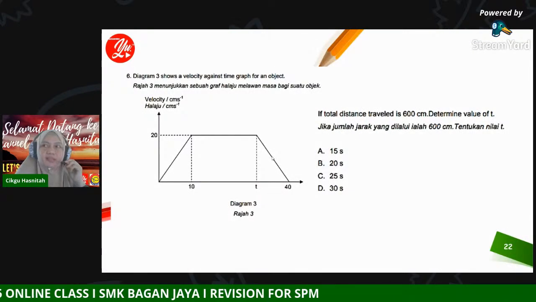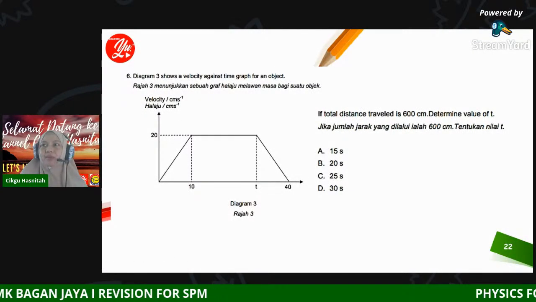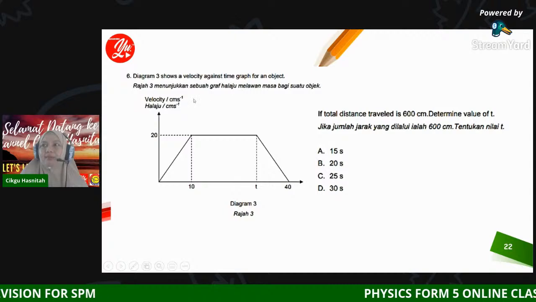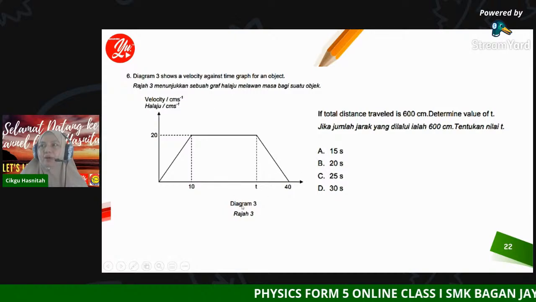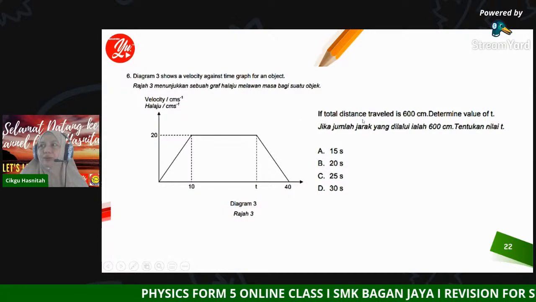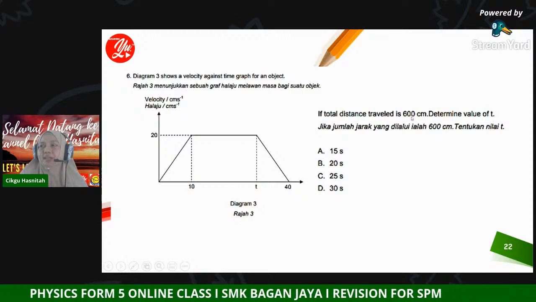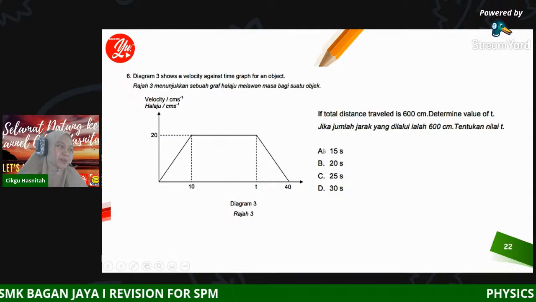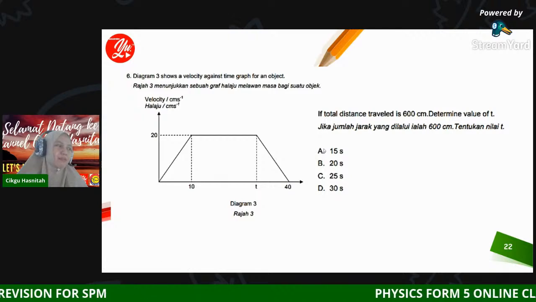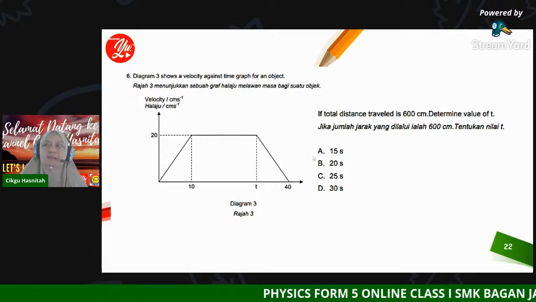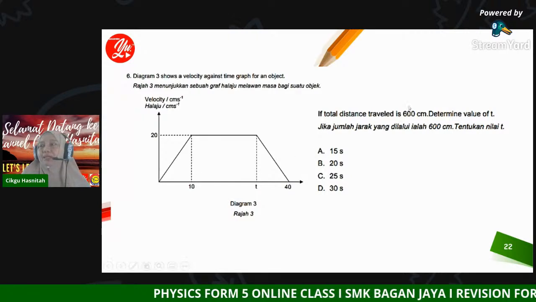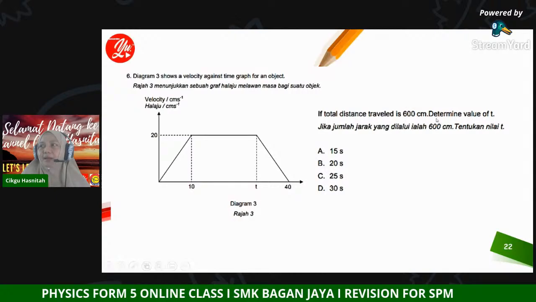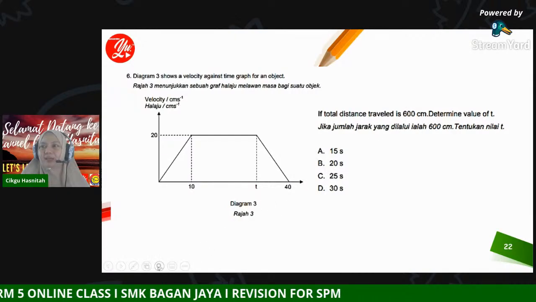Now next question, number 6. You are given a velocity time graph for an object. If the total distance travelled is 600 centimeter, determine the value of t. You have to do a bit of calculation. Number 5, just now, the answer is B.